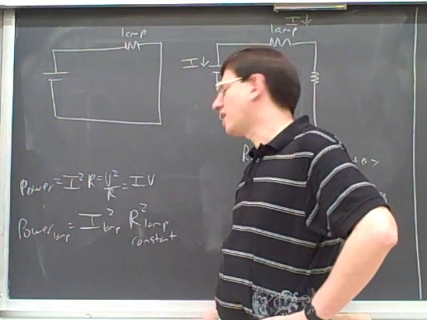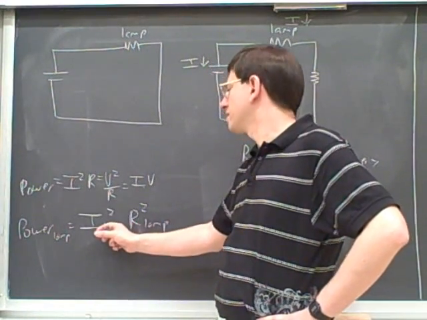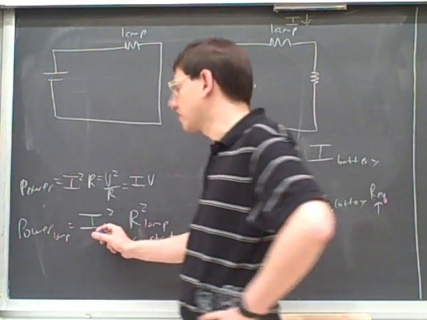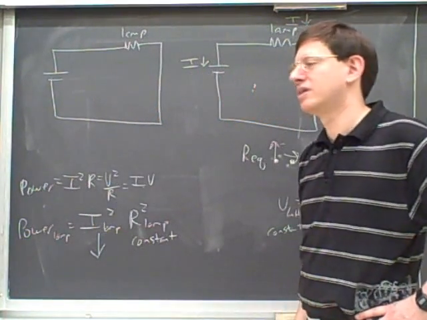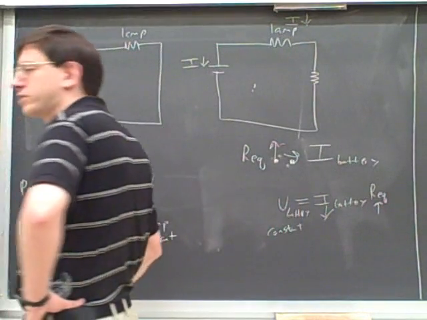The resistance of the lamp is constant, but do we know what's happened to the current in the lamp? It's gone down. So what's happened to the power across the lamp? Down. Now we have our answer. So this would be the full credit answer.